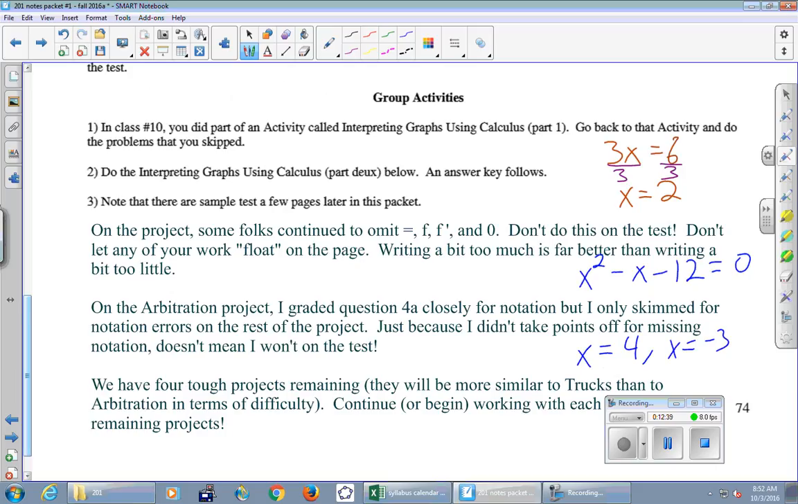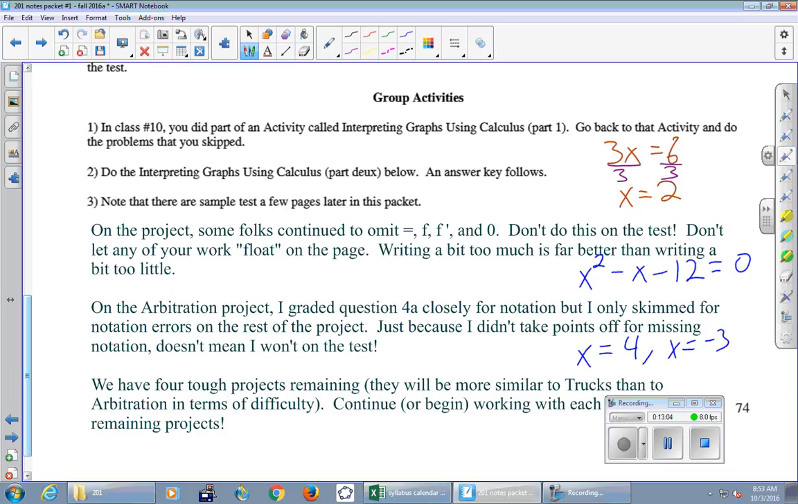Okay, here's my recommendation. In class number 10, there was an activity called interpreting graphs. It was the problem that had parts A through X. I'm sure you remember that. There were a bunch of problems on that page that I asked you to skip because we didn't have the second derivative yet. My recommendation is that you go back to that activity and do those ones that you skipped. It should be pretty quick to go through those.